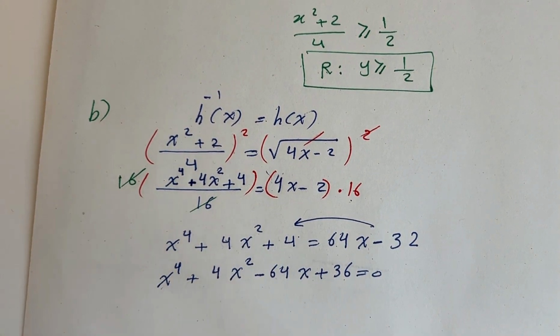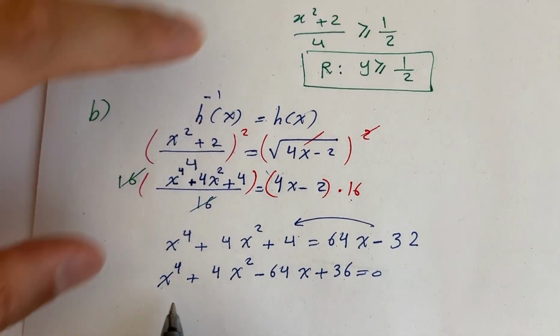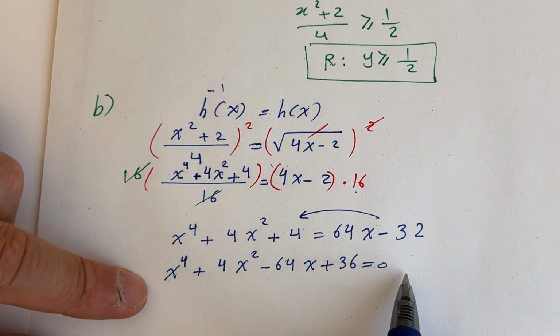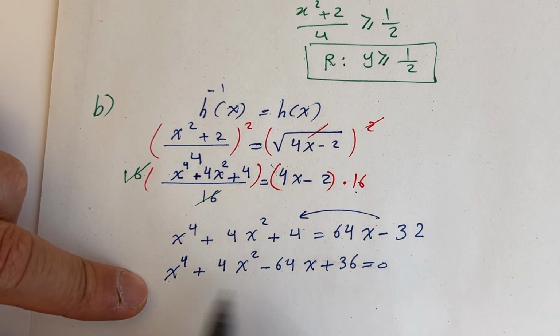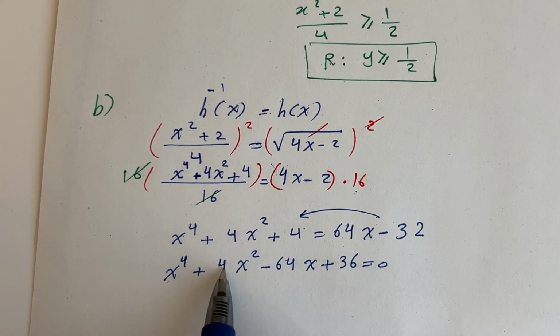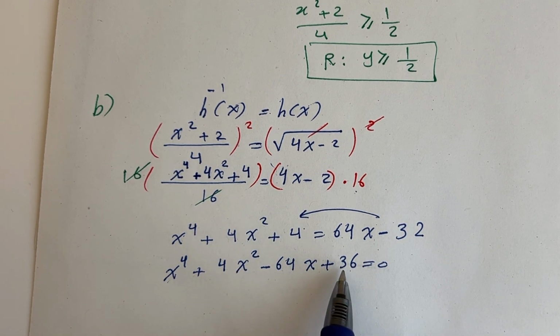Now what if you don't have a calculator? What would you do? I would start plugging in different values of x and see which one makes it equal to 0, then divide. For example, let's try x is 2. So 2 power 4 is 16, 2 squared is 4 plus 4 is 16. So 16 plus 16, 32 plus 36 is 68. Negative 64 times 2. So the answer will not be 0.